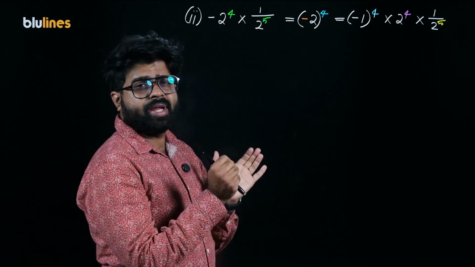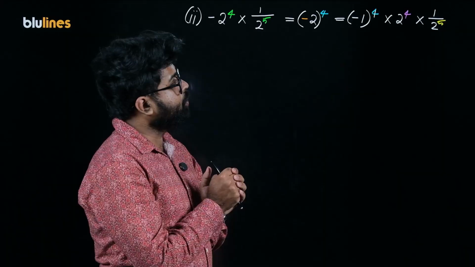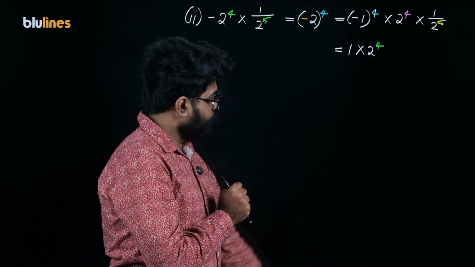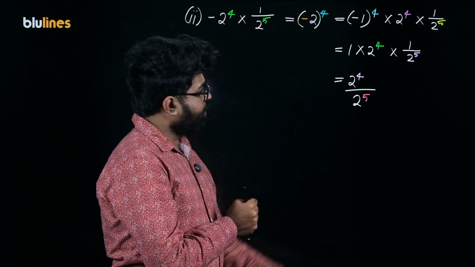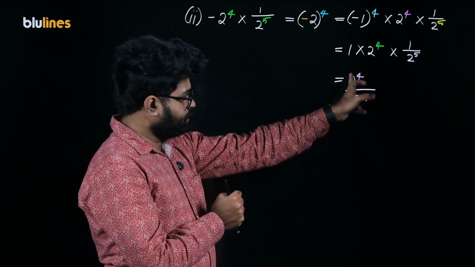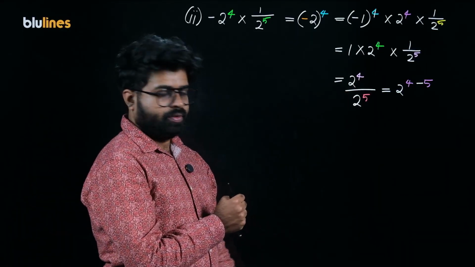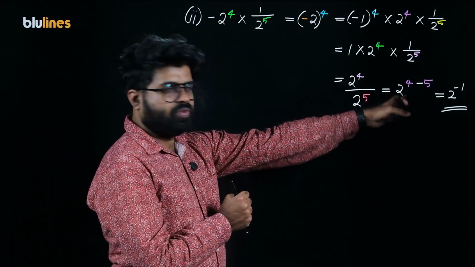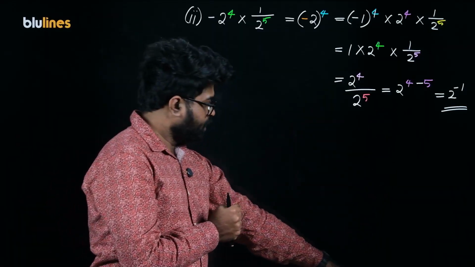Our answer is free from negative ones when it is even numbers. So now we have only 2 raised to 4 into 1 by 2 to the power 5. So we have 2 to the power 4 into 1 by 2 to the power 5. You can write this as 2 to the power 4 by 2 to the power 5. Now this is equal to 2 raised to 4 minus 5, which is equal to 2 raised to minus 1, and you can write this term as 1 by 2. 2 to the power minus 1 is the same as 1 by 2.